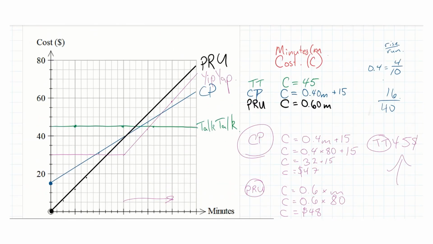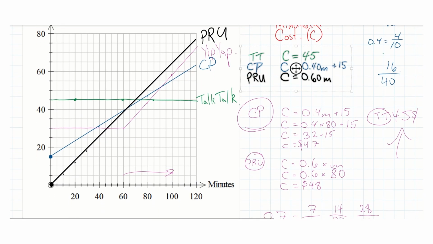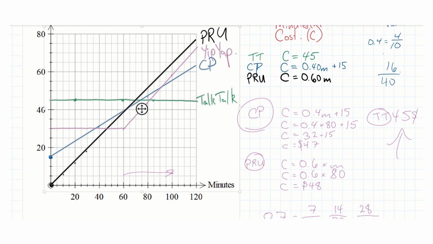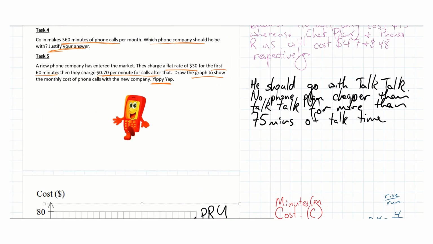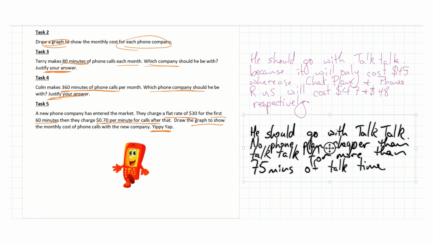So now, with this information here, that's all of our equations. This information right here is all of our graphs. This information right here is our task 3, task 4, task 5, all done. Easy as.